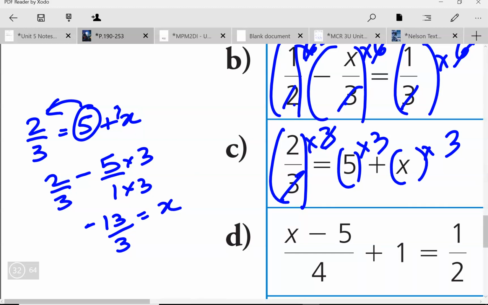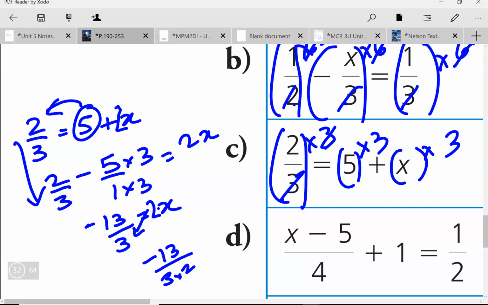And coincidentally, what if this had been 2x? I'll show you what would have happened. Now, if you did have a 2x here, you would have to do this step the same way. And now here, you would say, okay, I'm splitting up a term. This 2 is now in the numerator. I'm going to move it to the denominator. So 13 over 3 times 2 equals x. So x equals negative 13 divided by 6 would be your answer.